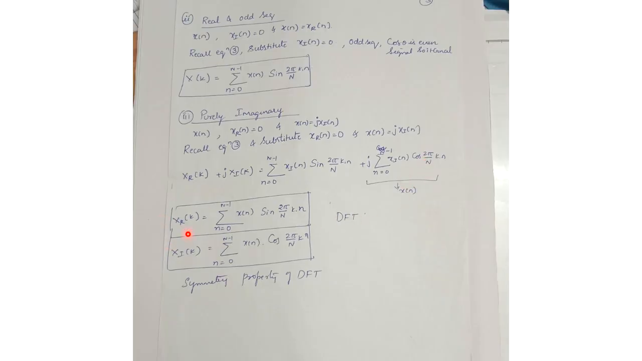So the real part Xr[k] is equal to summation of n equals 0 to N minus 1 of x[n] into sin(2π/N kn), and the imaginary part Xi[k] is equal to summation of n equals 0 to N minus 1 of x[n] into cos(2π/N kn). So this explains the symmetry property of the DFT, where we deal with three cases: real and even, real and odd, and purely imaginary. So we create three cases in the property. This is the proof of the symmetry property of the discrete Fourier transform.